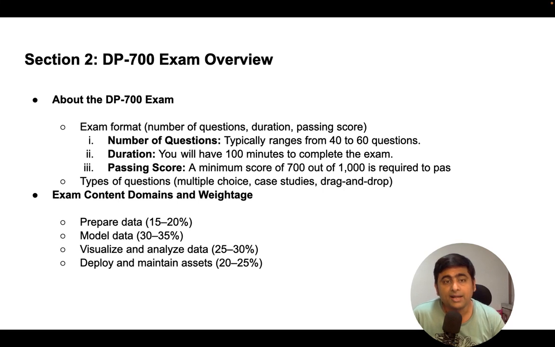And these are the different domains and the weightage. As I said, all the 4 domains are very important, so you need to focus on all of them, but try to focus more on the model data, prepare data, and visualization part. These are very important and you need to put some time.